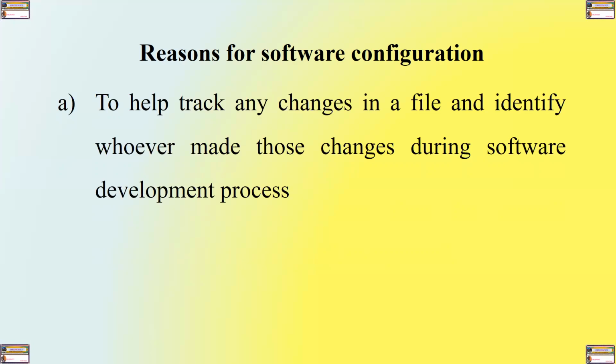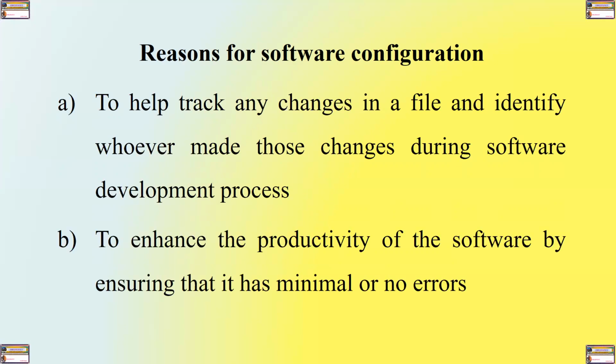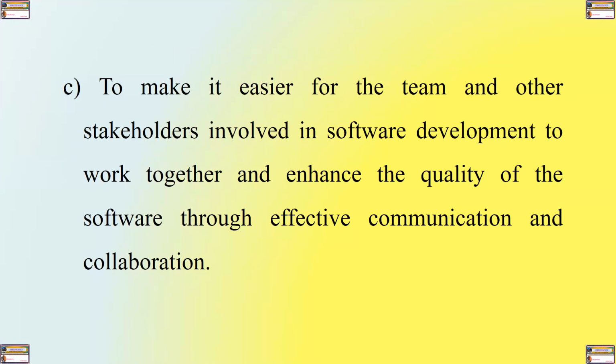Number one, it is to help track any changes in a file and identify whoever made those changes during software development process. Number two, it is to enhance the productivity of the software by ensuring that it has minimal or no errors. Number three, it is to make it easier for the team and other stakeholders involved in software development to be able to work together and enhance the quality of the software through effective communication and collaboration.